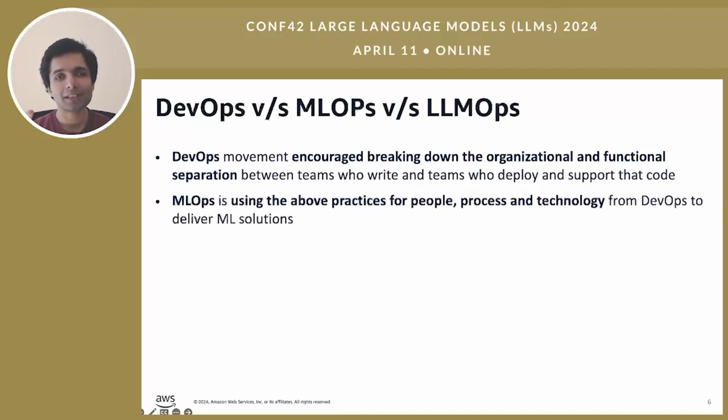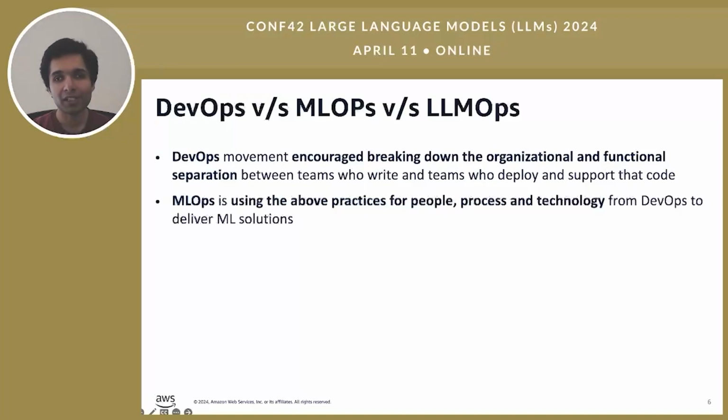MLOps is basically using the same set of processes, people, and technology best practices within the scheme of machine learning solutions. DevOps is something which you would often use for microservices written in Java, Python, or Golang. When you are trying to use the same technology stack, but now trying to solve a machine learning problem where you suddenly have a model, you need to train the model, you need to have the inference of the model, you need to have multi-model endpoints.